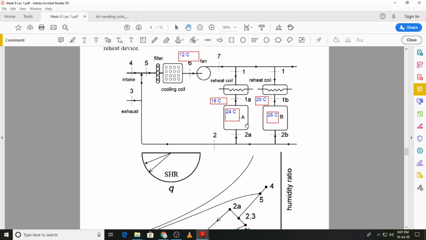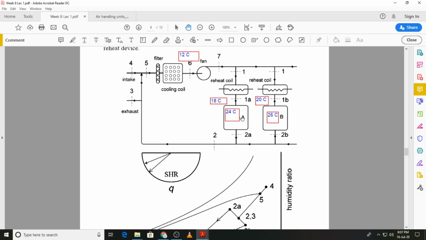For example, let's look at what happens if the load in zone A increases. If the load in zone A increases, it means that this temperature will begin to rise, and if we want to keep it at 24 degrees C, the supply A temperature will have to be reduced from 18 degrees C to, let's say, 15 degrees C. So that means the amount of heating that we were providing in the reheat coil will be reduced, and again we will be supplying air at a lower temperature to counteract the increase in the load.